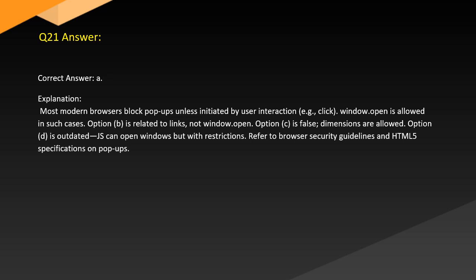Answer. Correct answer: A. Explanation: Most modern browsers block pop-ups unless initiated by user interaction. E.g., a click calling window.open is allowed in such cases. Option B is related to links, not window.open. Option C is false. The dimensions are allowed. Option D is outdated. JS can open windows but with restrictions. Refer to browser security guidelines and HTML specifications on pop-ups.